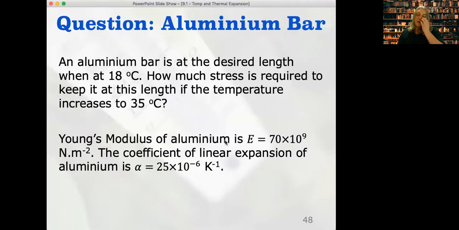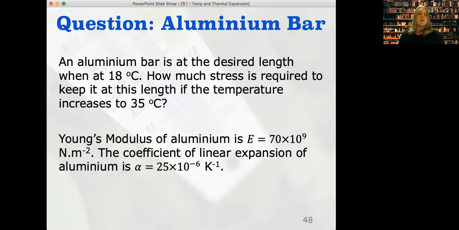Next question, getting through these questions. The next question is an aluminium bar. It's at the desired length when it is at 18 degrees Celsius. How much stress is required to keep it at this length if the temperature increases to 35 degrees Celsius?